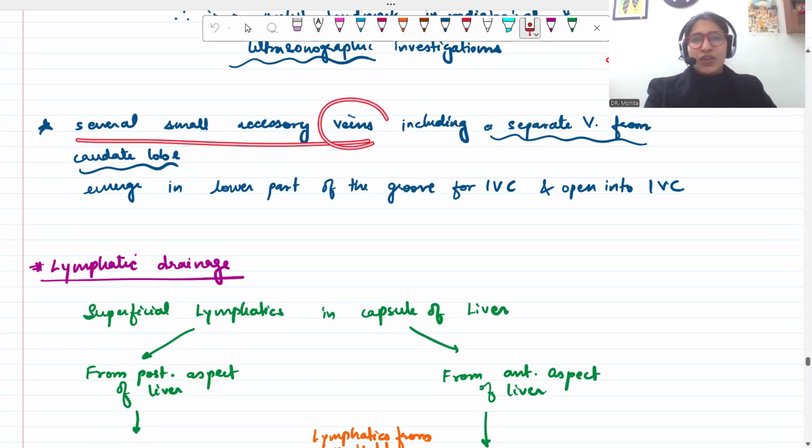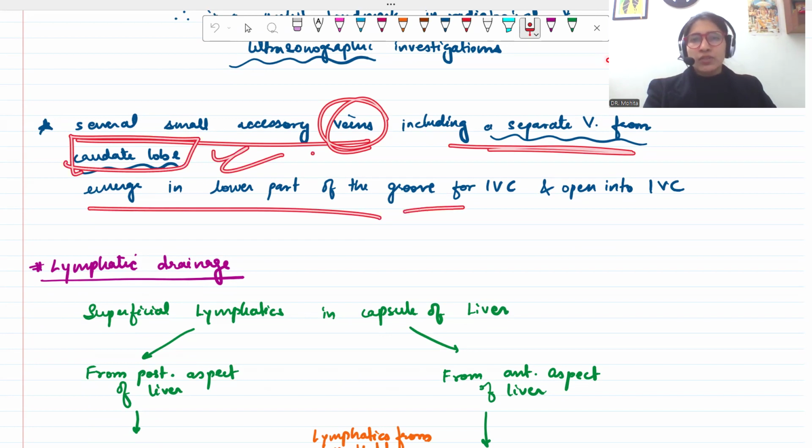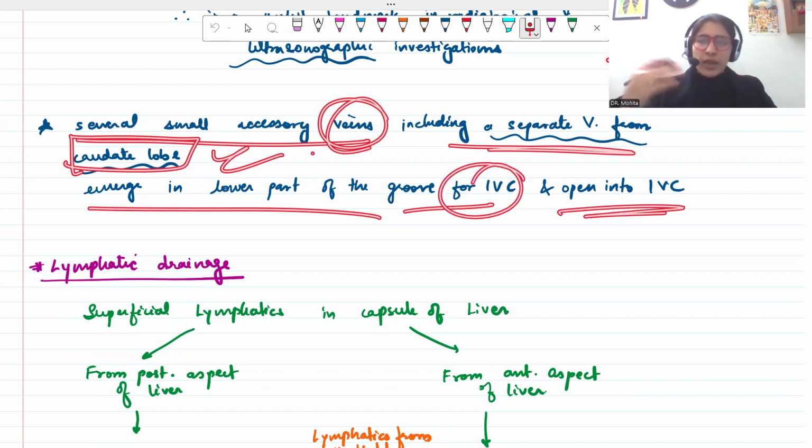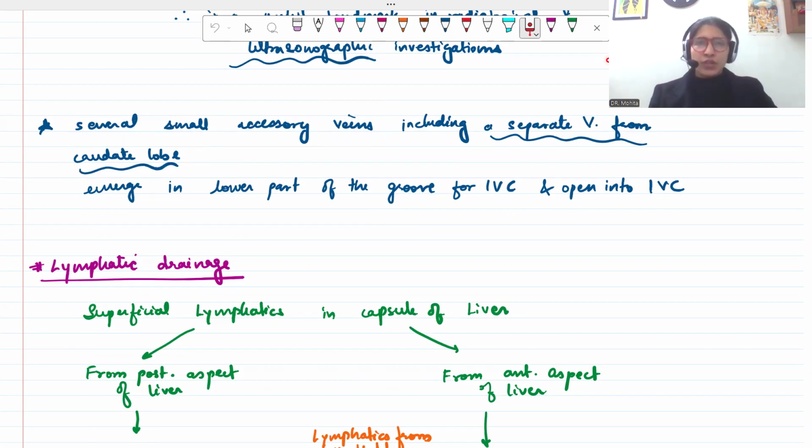Several small accessory veins, including a separate vein from the caudate lobe, emerge in the lower part of the groove for the IVC and open directly into the IVC, inferior vena cava.